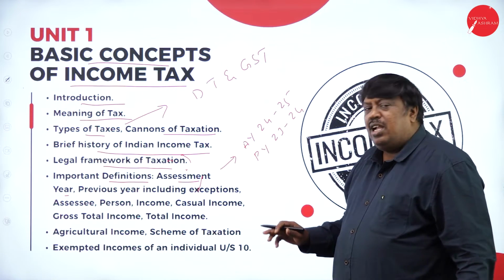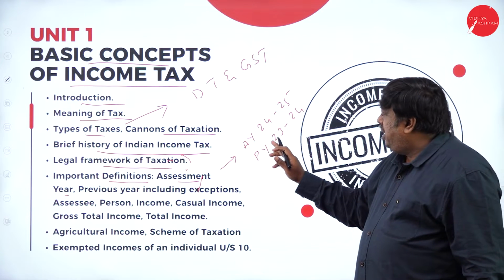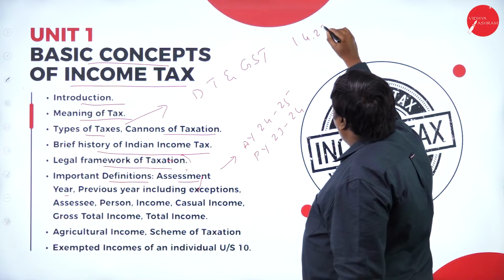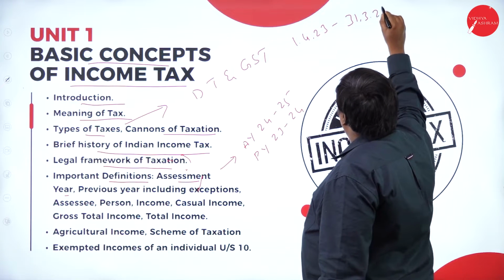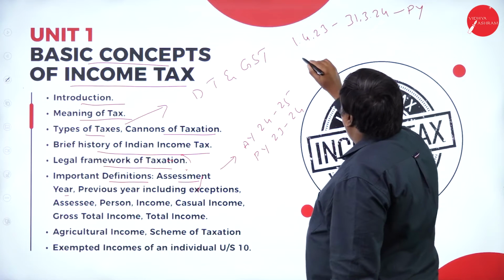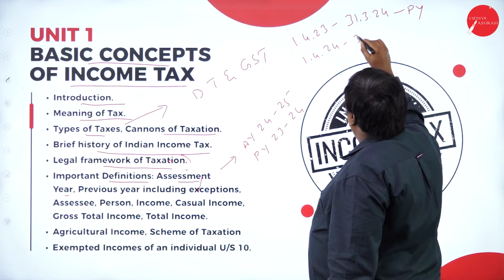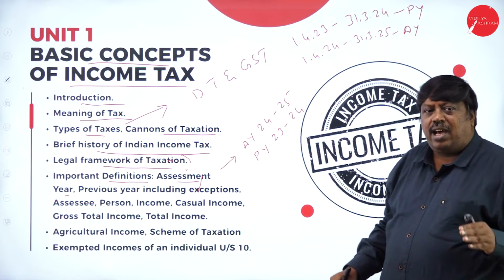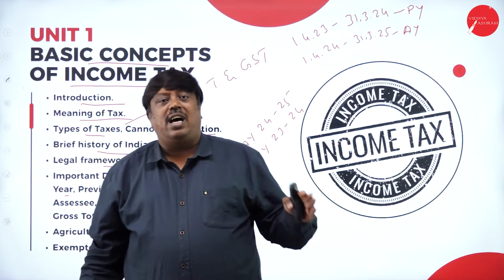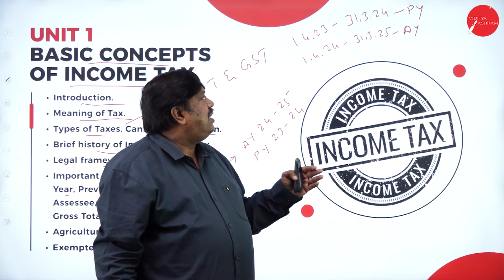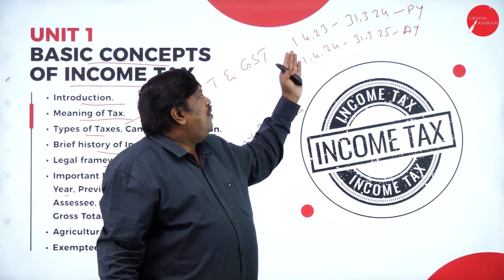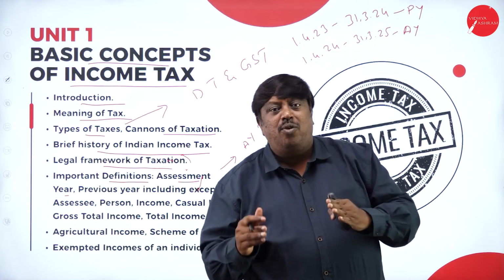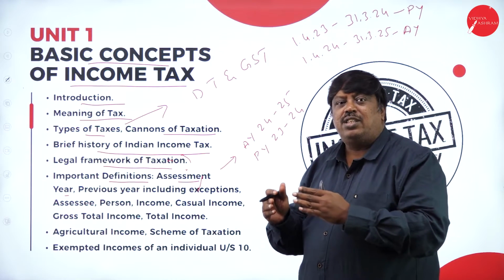The previous year will be 2023-24 and the assessment year will be 2024-25. That is nothing but 1/4/2023 to 31st March 2024 is my previous year. 1/4/2024 to 31st March 2025 is my assessment year. So this holds for the entire syllabus. Whenever we are asked what is assessment year or previous year, my previous year will be 1/4/2023 to 31st March 2024, and the assessment year will be 1/4/2024 to 31st March 2025.